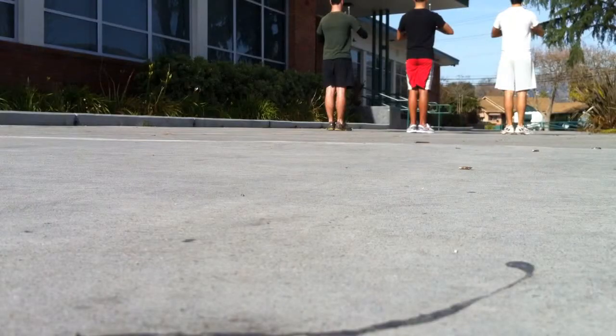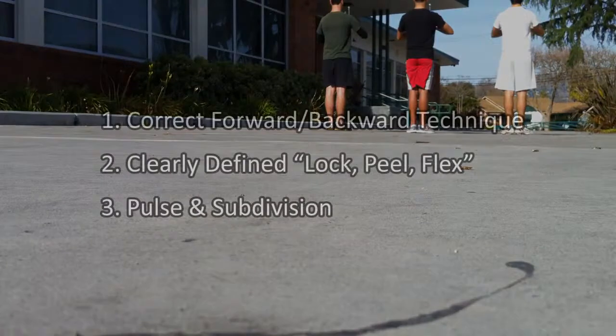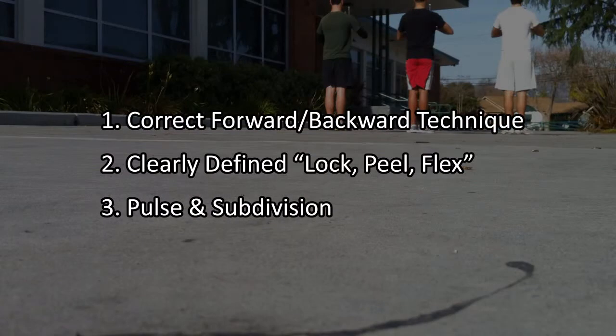Now, with a different perspective, let's watch the lockup again. We should be looking for several things. In addition to all the details of forward technique and backward technique, we want to be sure that we see an extremely defined lock, peel, flex as they change direction. And since we've defined those checkpoints according to an 8th note subdivision, we can use them to see whether or not the group is maintaining correct pulse in their feet as they change directions.